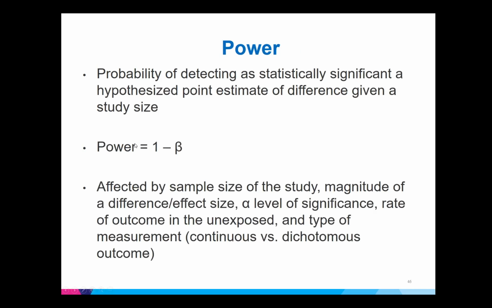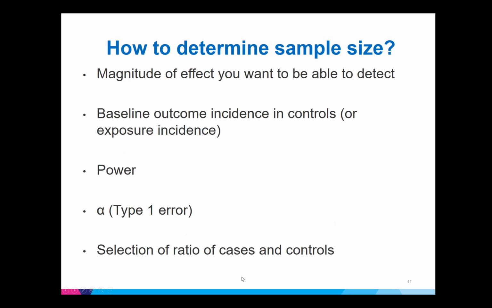And then probability is just your 1 minus power, or beta, sorry. And I have here what things affect power. Because of the time, I'm just looking at it quickly. So sample size could affect power, the magnitude of the difference or the effect size that you're looking at, the outcome in the unexposed, or even the type of measurement that you're using. So those are things that we want to look at. And then, what determines sample size.